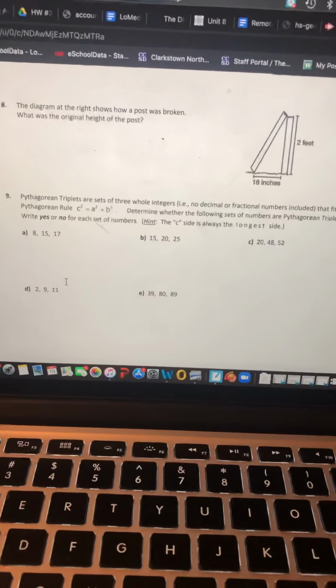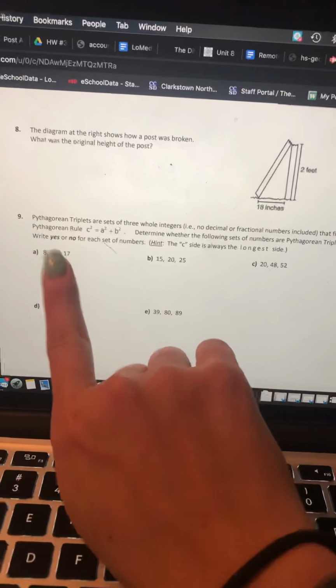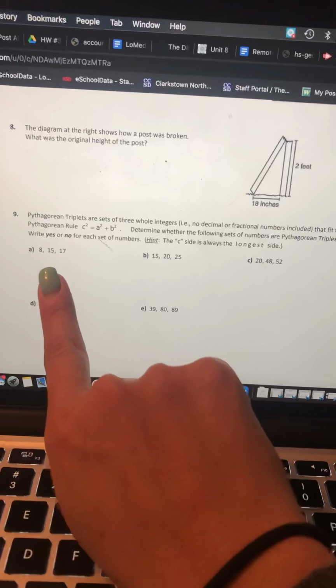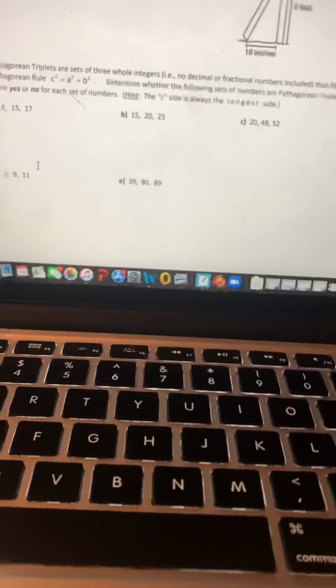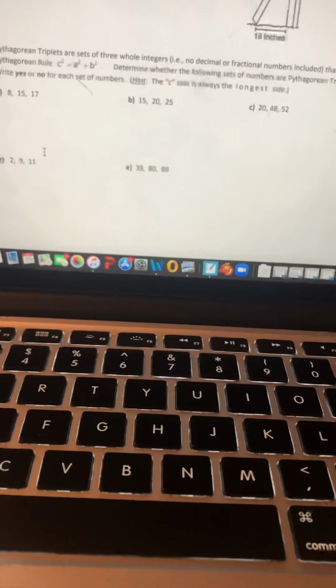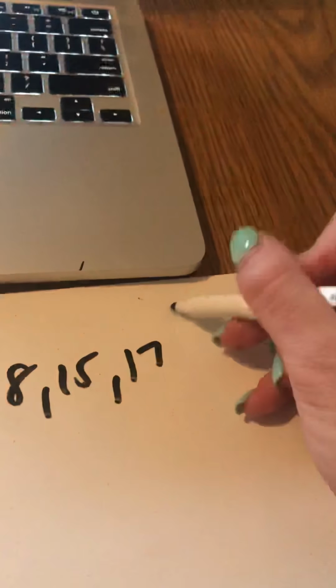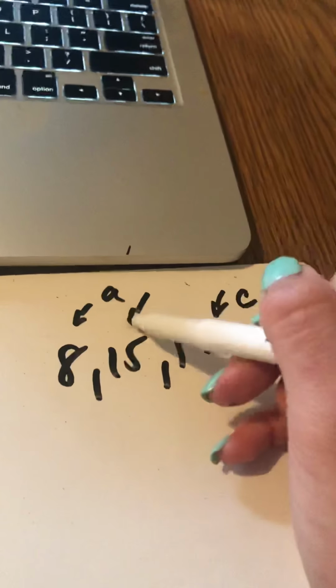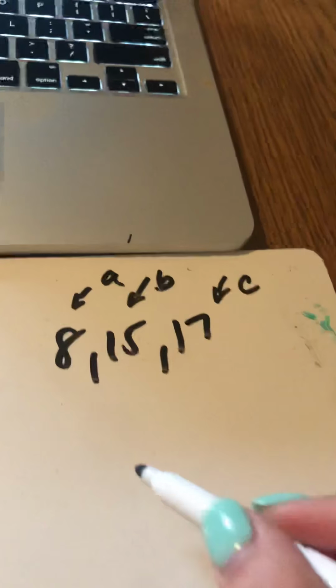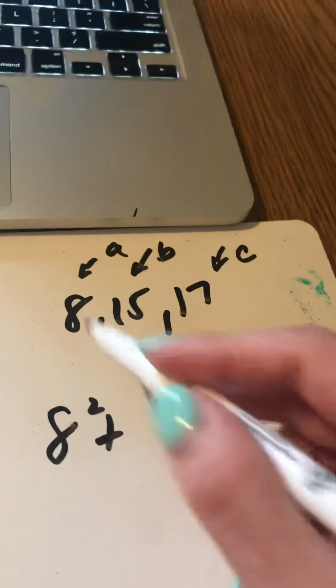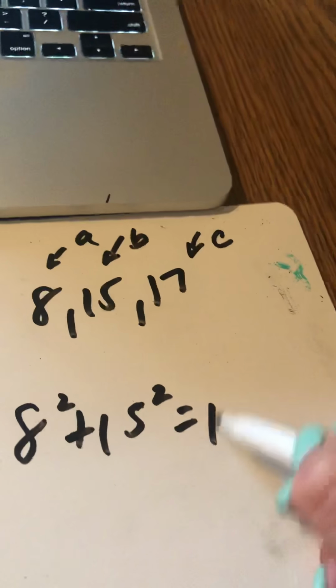And number 9, it's asking you to prove. So if these were the 3 sides of a triangle, will this work in Pythagorean theorem? So they're telling you to take those 3 numbers. We have 8, 15, and 17, and it's telling you C is the longest side. So this is C, and A or B doesn't matter, remember, they're both legs, so it doesn't matter the order. So you want to prove if 8 squared plus 15 squared equals 17 squared. It's not always going to be in that order. Oh, they did put in that order. Okay, that was easy for you guys.